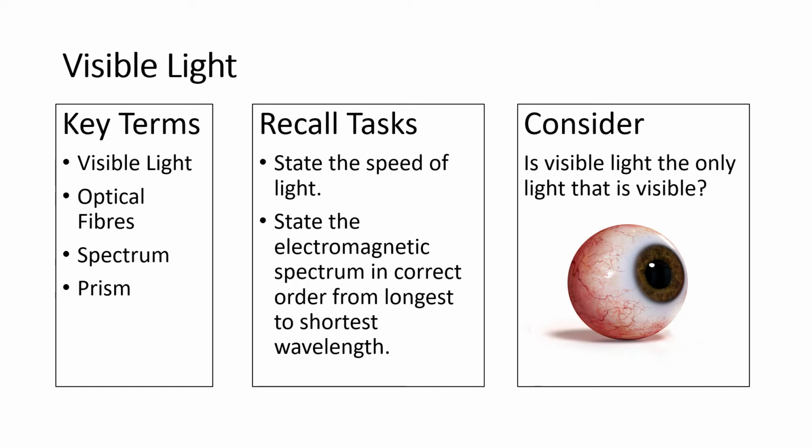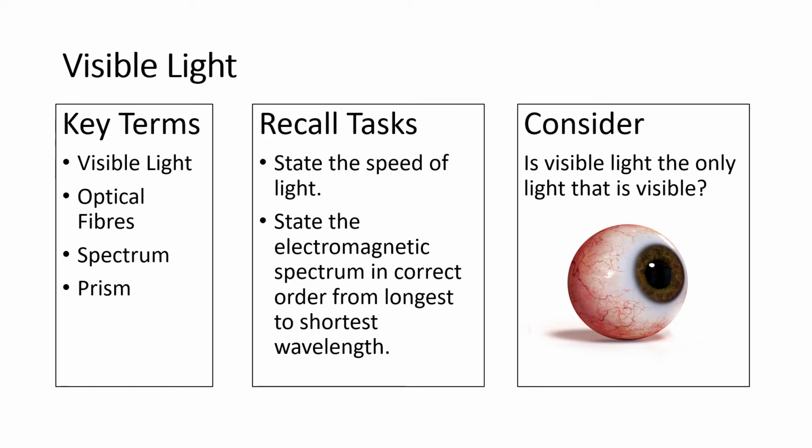So we'll start by recalling the speed of light. Then I want you to recall the electromagnetic spectrum in correct order from longest to shortest wavelength. And then finally consider, is visible light the only light that is visible? Now you can pause the video at any point to write down your notes or to consider what's being said.